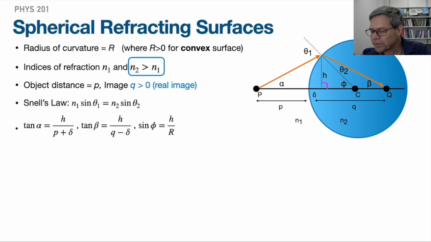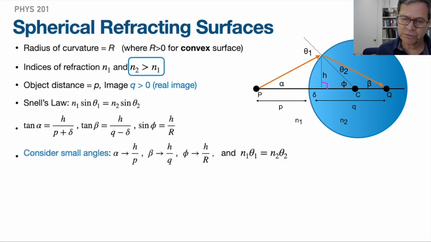Finally, I've introduced an angle phi. That's the angle measured from the center of curvature of the spherical surface. So that's phi. And here, instead of tangent, let's use sine. So the sine of phi is the opposite side, so that's height h, over the hypotenuse in this case. Now what's the hypotenuse? Well, this is coming from the center of the sphere, so that distance is just the radius r. So sine of phi is just h over r. Okay, so there's the trigonometry pulled out. We're going to use these relations to find relations between p and q.